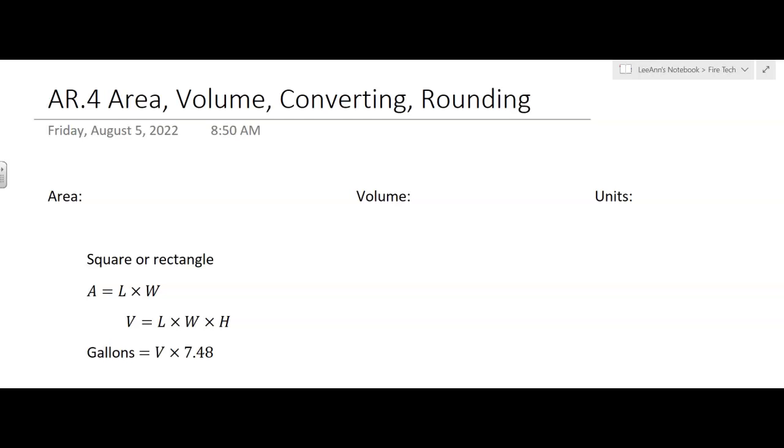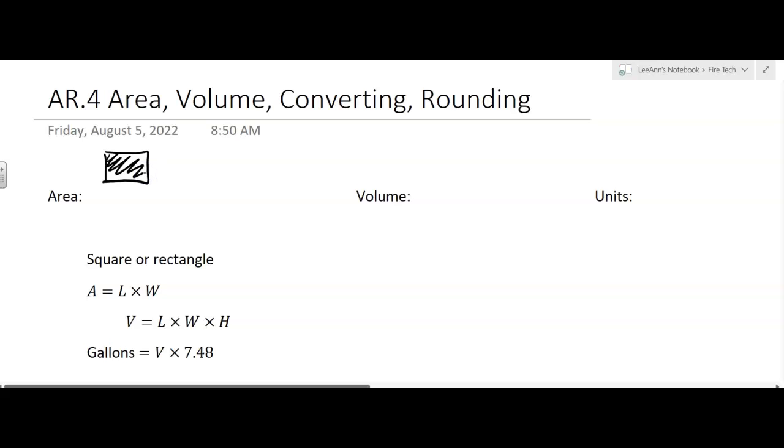Okay, so area. Area is like you have a floor or a wall, and you want to figure out how much, if it's the floor, how much carpet or tile to buy. Well, tile and carpet are sold by the square foot usually. And so you have to figure out the area, and then you know how much to buy.